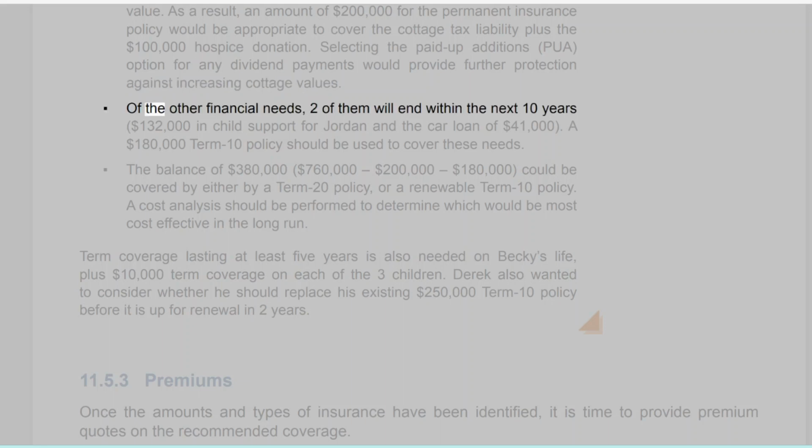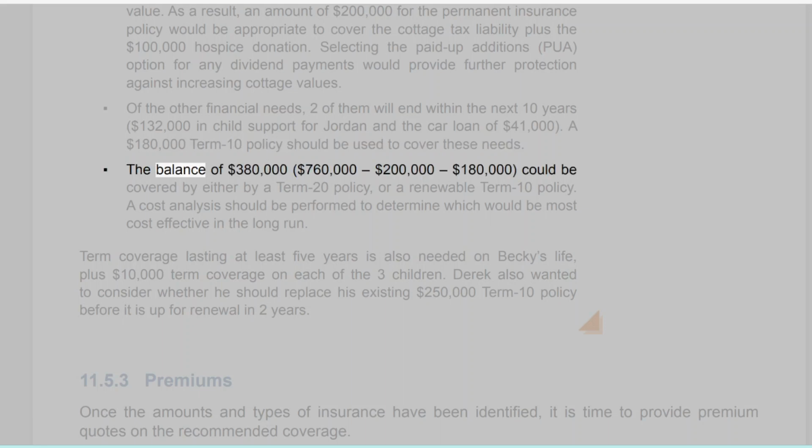Of the other financial needs, two of them will end within the next 10 years: $132,000 in child support for Jordan and the car loan of $41,000. A $180,000 term 10 policy should be used to cover these needs.